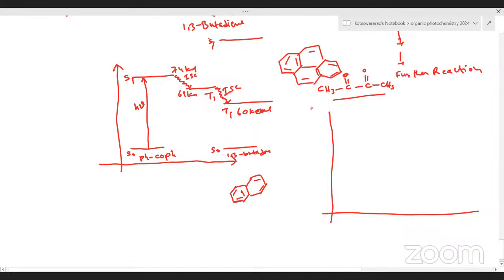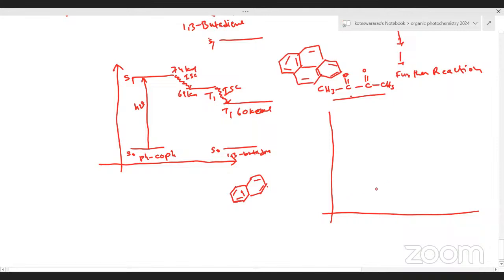Suppose whenever we are irradiating this three compound mixture, which activated state of the compound do we obtain? Suppose you take a round bottom glass vessel, you take biacetyl and pyrene and naphthalene in the same vessel, irradiated with light. Which one will be obtained?